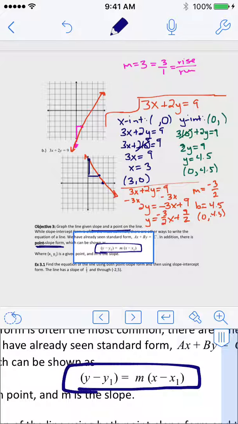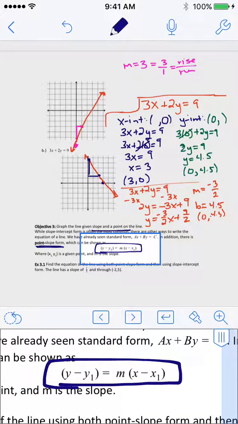y minus y1 equals m times x minus x1. Excuse me, I've got the hiccups. Those parentheses are very important because you're going to end up distributing that m, so please make sure you include those parentheses. But you might be thinking, what on earth does that even mean?